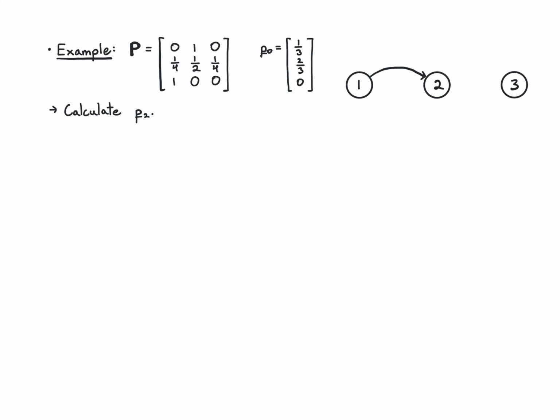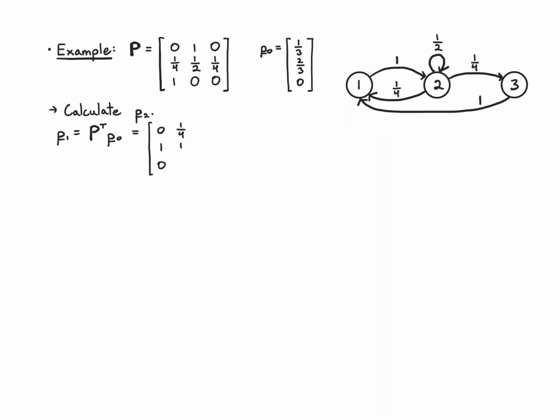So I have an arc from 1 to 2, an arc from 2 to 1, an arc from 2 to 2, an arc from 2 to 3, and an arc from 3 to 1, okay? So the state vector at time 1 is just P transpose times P0. So I transpose this matrix, I multiply it by P0, which is 1/3, 2/3, and 0. And then if I work that out, I'm going to get 1/6, 2/3, and 1/6, okay?